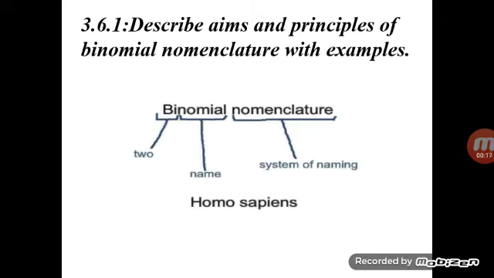3.6.1 Describe aims and principles of binomial nomenclature with example. Look at the slide. First of all, bi means two, nomial means name, nomenclature means system of naming. It means that now we are going to study the system of naming in which we can give any living organism a two-word name.